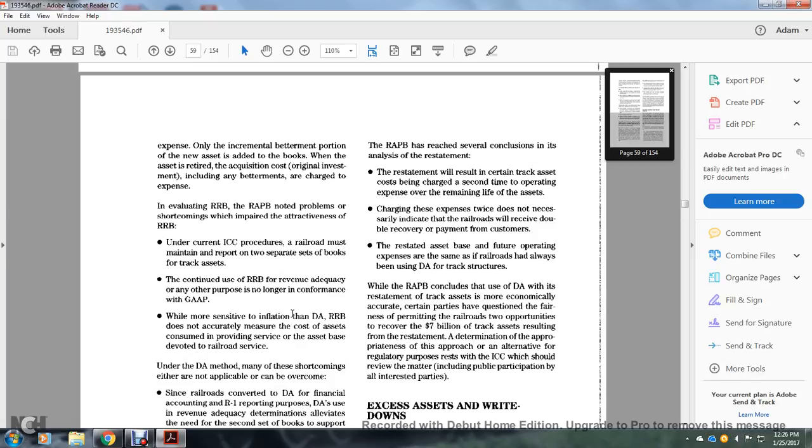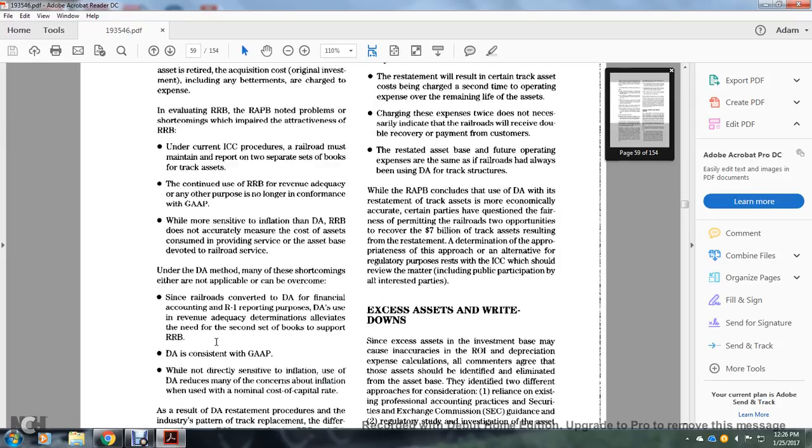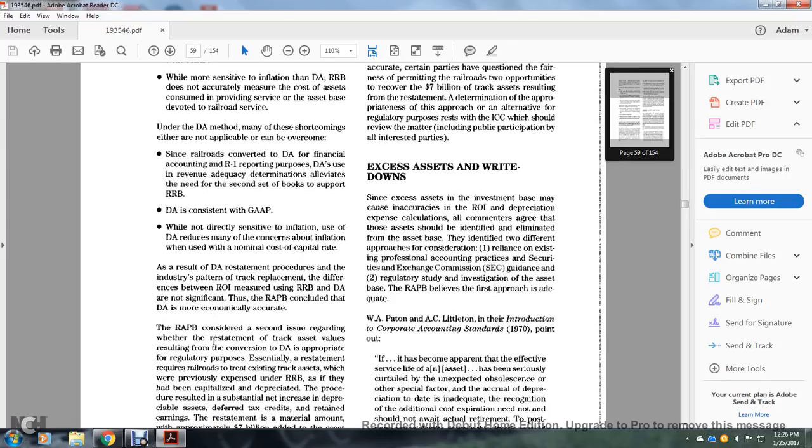While sensitive to inflation, the depreciating accounts of the railroad retirement board do not accurately measure the cost of the assets consumed in providing the services of the asset base devoted to railroad services. Under the depreciation accounting method, many of these shortcomings are either non-applicable or can be overcome.